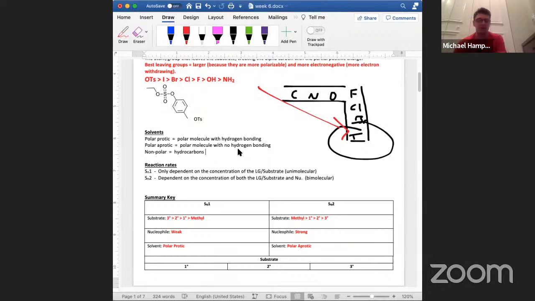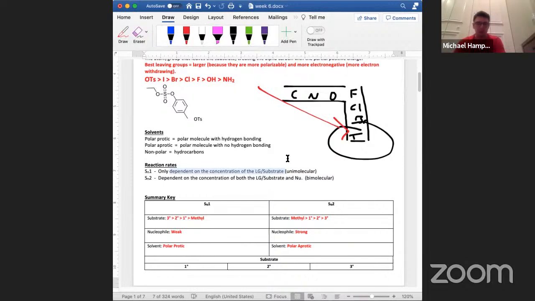All right. Reaction rates. You don't have to look at the products at all. You don't even have to look at the solvent. You simply determine the type of reaction, SN1 or SN2, and that will tell you how to do the reaction rate. All right, here are the reaction rates. SN1 is only dependent on the leaving group, i.e. the substrate where the leaving group came from.